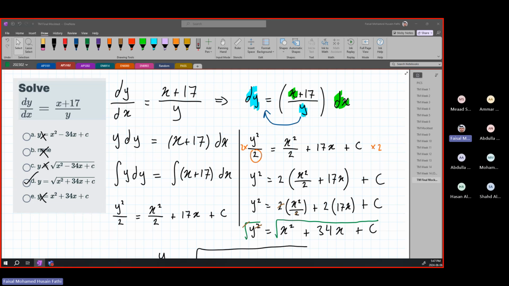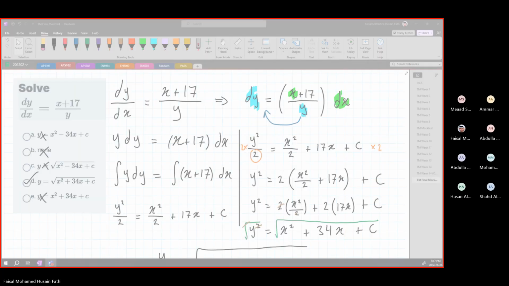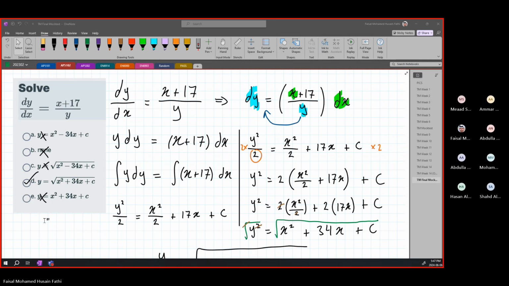Is this clear? This is how you would solve separation. This is the whole idea of solving separation.